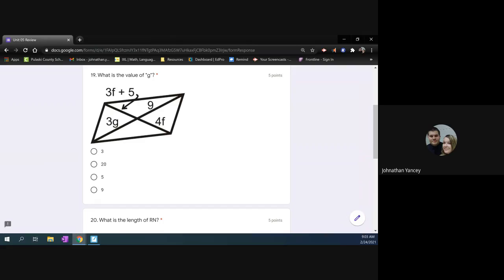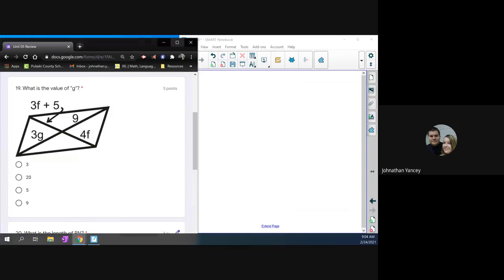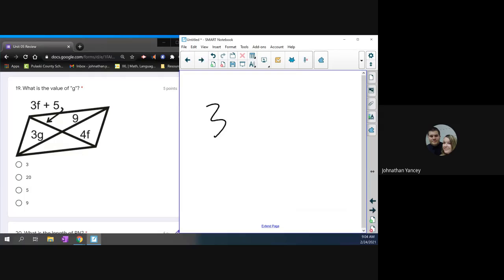So, Evan, just to help you out here, look at this line here. What is on that line? Yeah. So we're going to compare these two, because they're on the same line. Now, since they're on the same line, and this is a parallelogram, I can say that 3G should be equal to 9. So how do I find G?